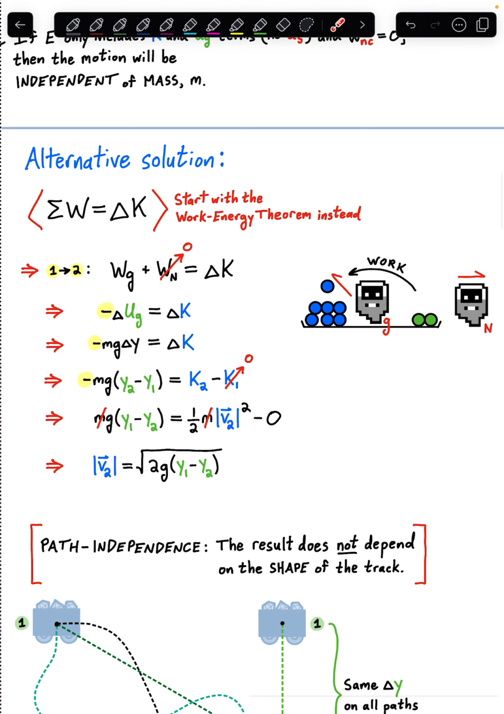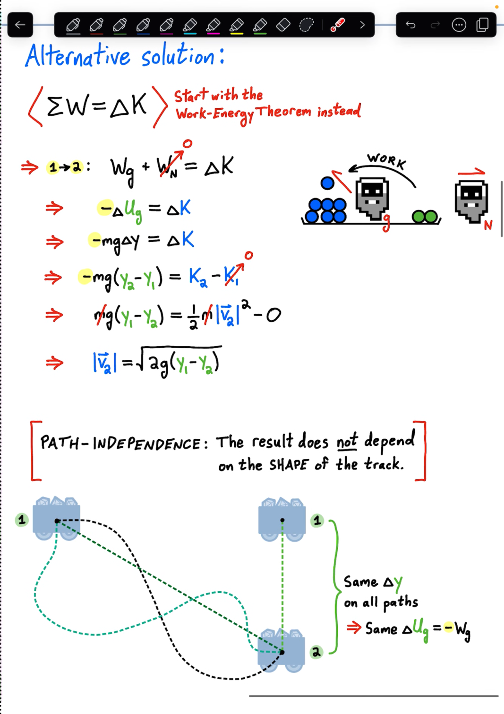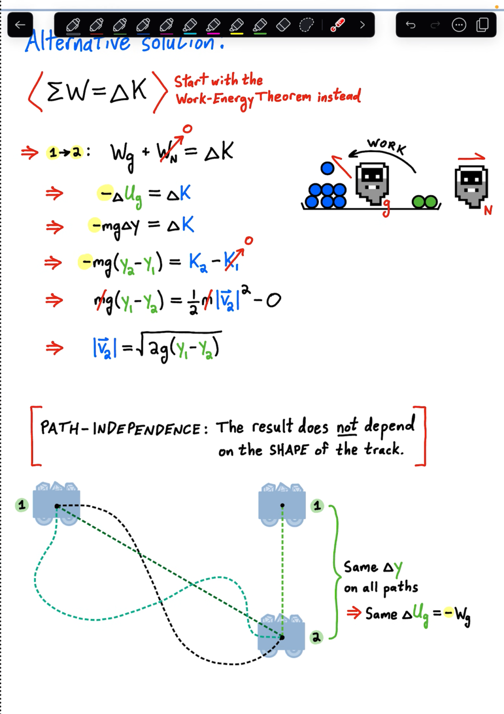Using the alternative approach here, I think in considering the work done by gravity, it invites us to consider that path independence property that the work done by conservative forces has. Path independence means that our result here, this resulting speed, does not depend on the shape of the track. Our cart started here and followed this roughly black curved path to get from moment 1 to 2. But note that our algebra here didn't have any information about the actual shape of the path. It just required us to know y1 and y2.